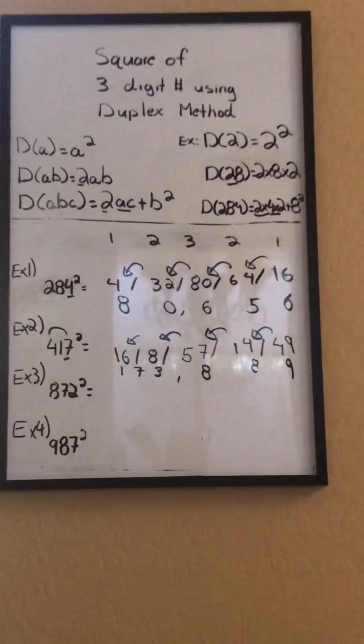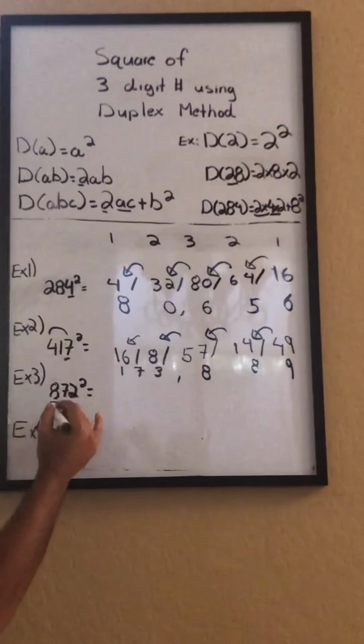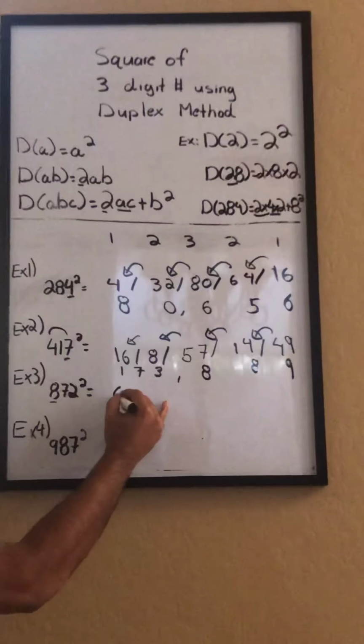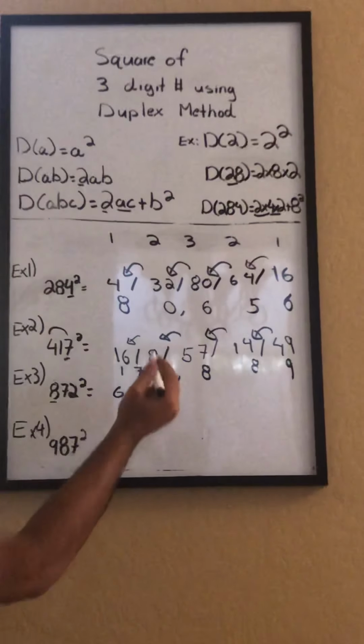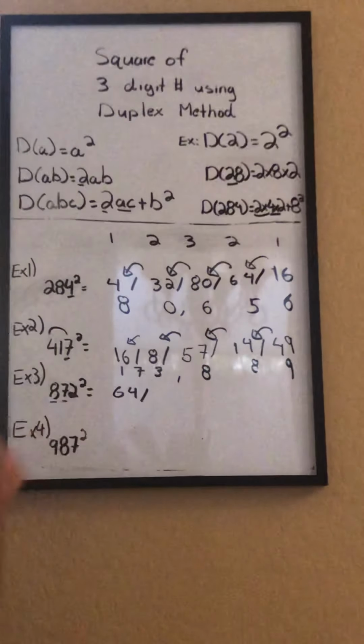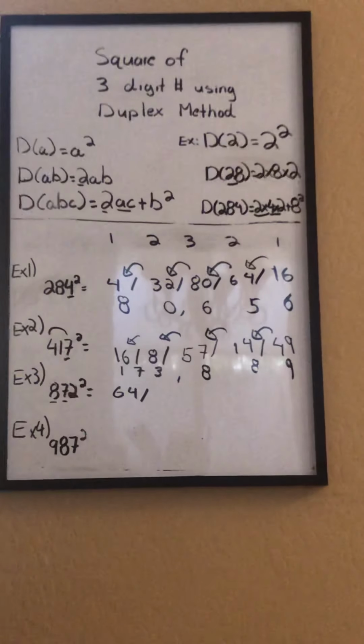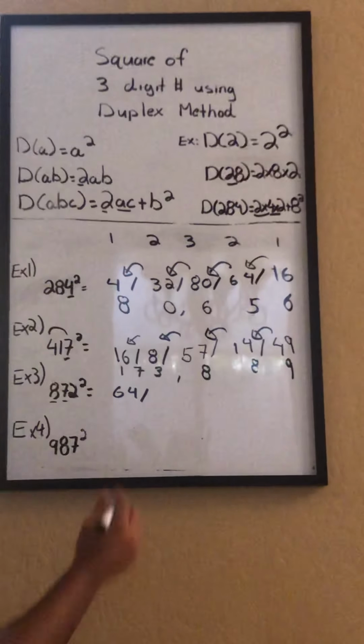Okay, let's move on. So I start with a duplex of 8. 8 times 8 is 64. Then I move over. What's the duplex of 87? It's 8 times 7 times 2. So 8 times 7 is 56. 56 times 2 is 112.